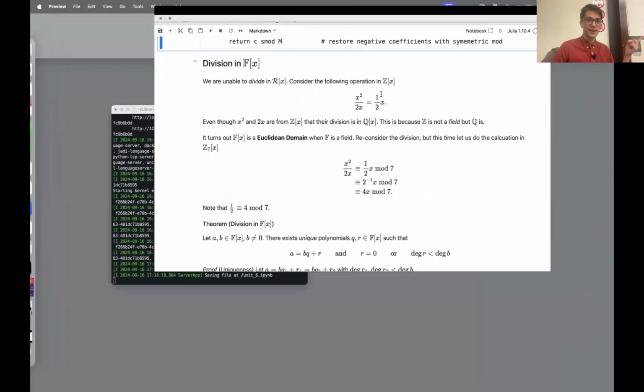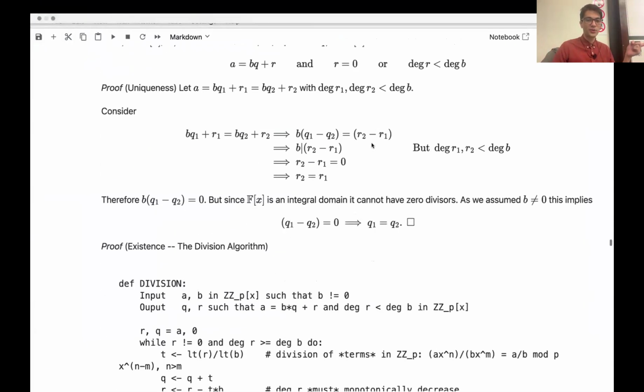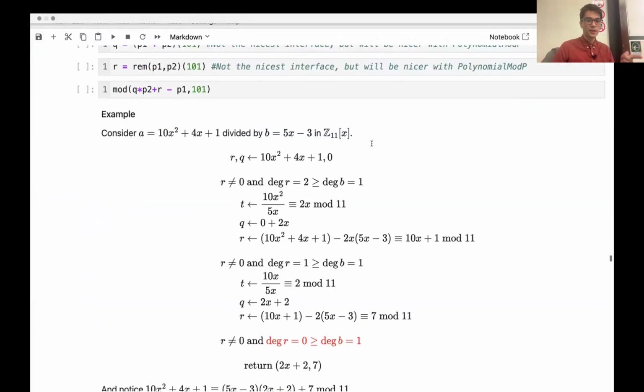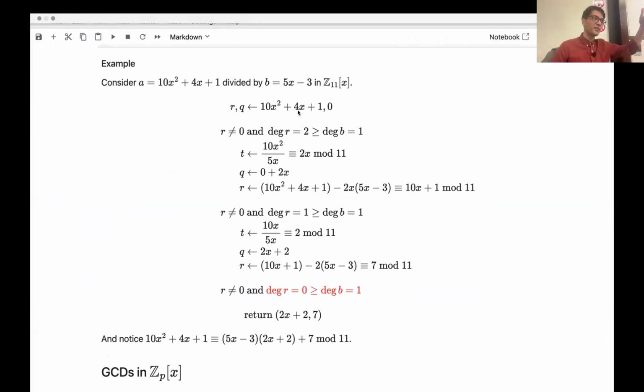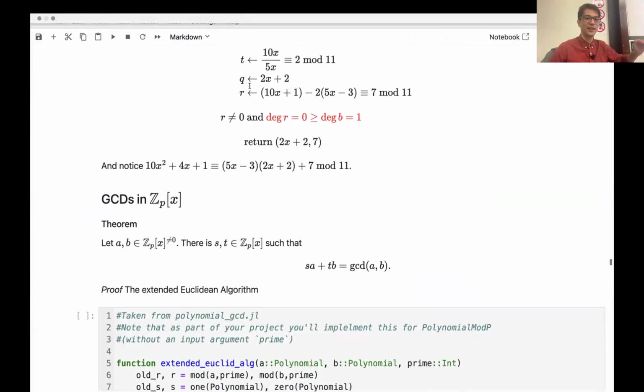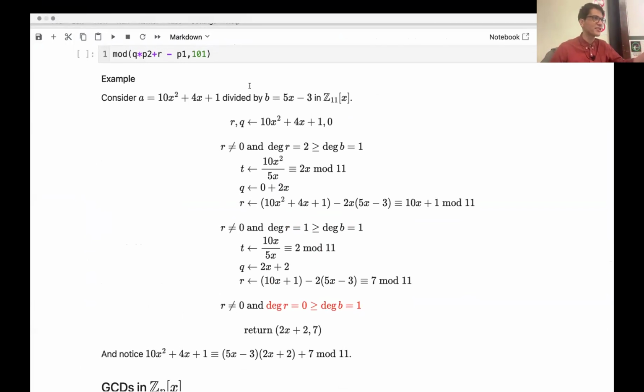Okay, so that's there. I'm going to show you the division algorithm, and this is the exact same example that we just worked through, so that you can use this to trace. I don't think you have to do anything with the division algorithm, if I remember right. There's nothing in your project about going into it.